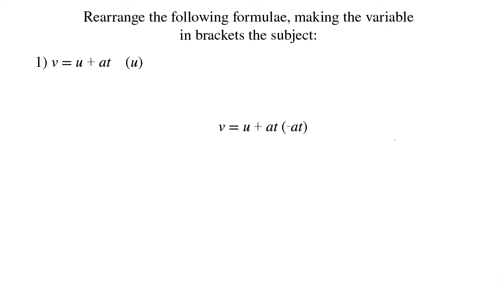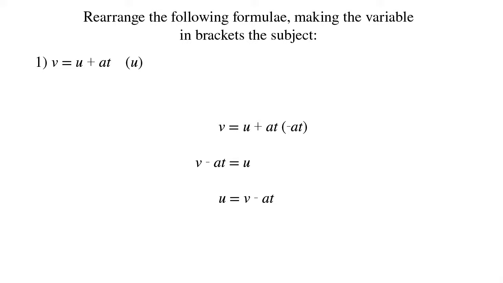So, if we subtract at from the right hand side, we're left with u. And if we subtract from the left hand side, we get v minus at. So we've really finished the question, but it's more normal to rearrange what we've written as u is equal to v minus at so that the u is on the left hand side.